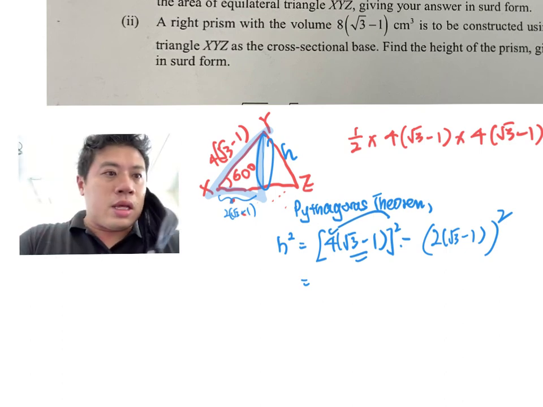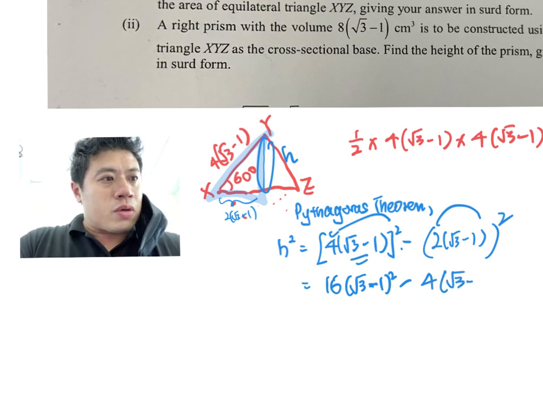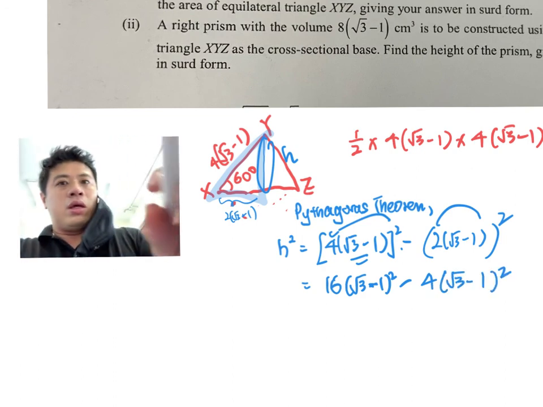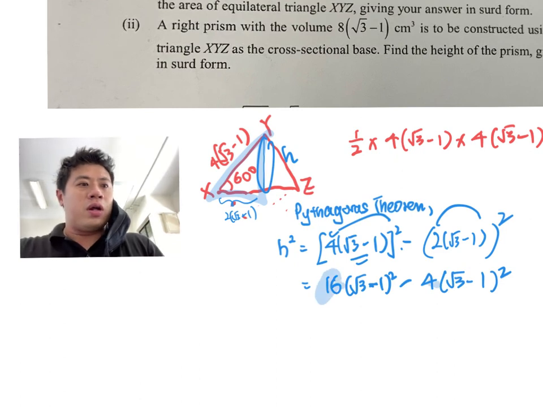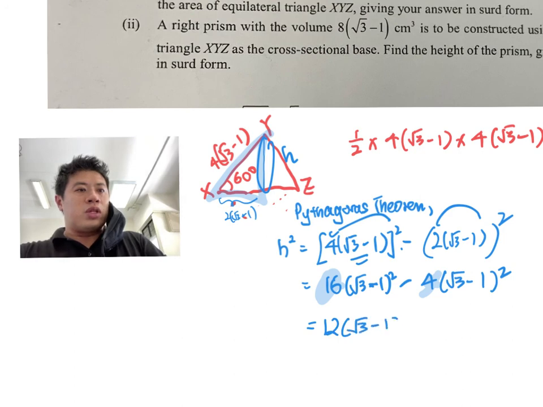16 square root 3 minus 1 square, minus, 2 square will be 4 square root 3 minus 1 square. So 16 minus 4 will give you the value of 12 square root 3 minus 1 square.